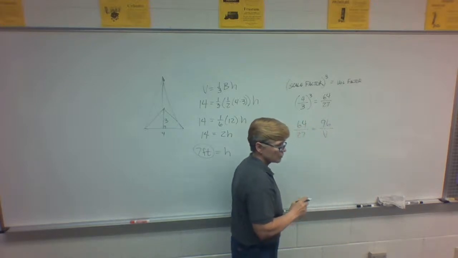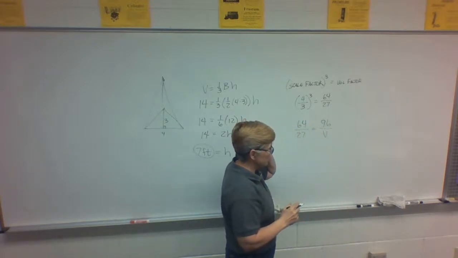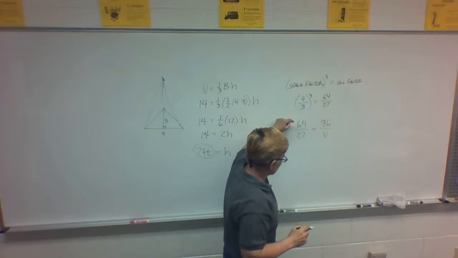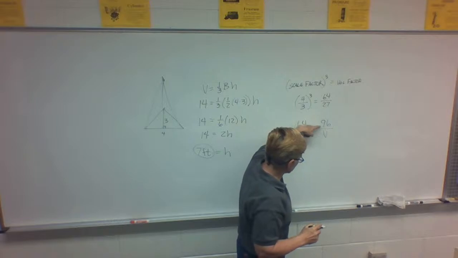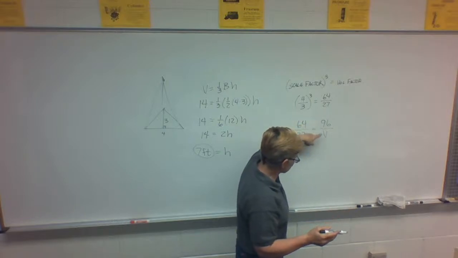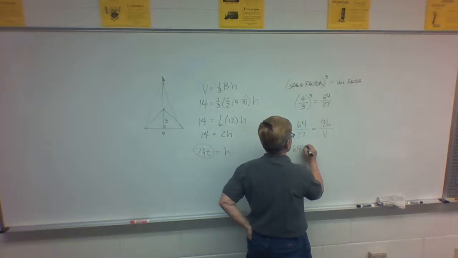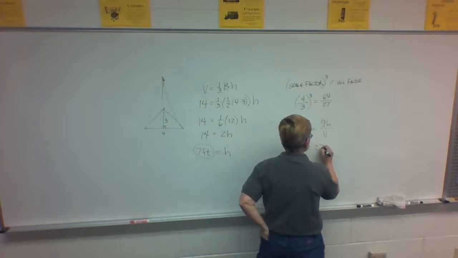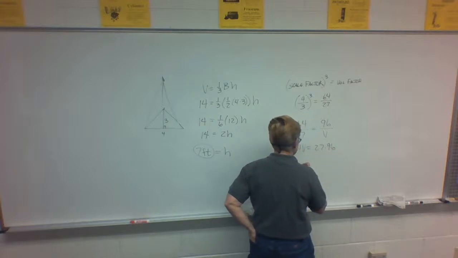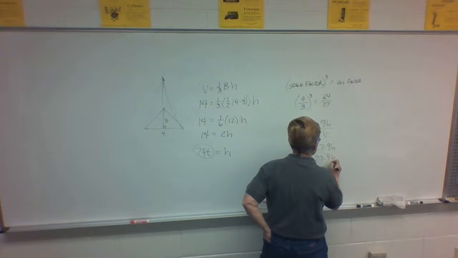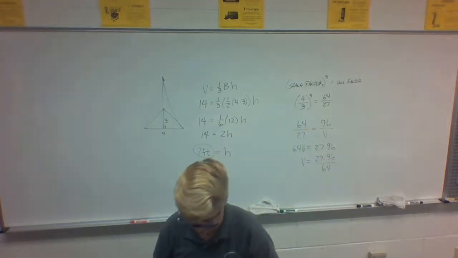Do you understand how I set this up? You gotta cube your scale factor to get this piece of the proportion because we're doing volumes. This was big to little, so this has to be big to little. So we took the big volume, which they gave us was 96, and that goes on the top. So in the cross multiplying, I get 64V equals 27 times 96. Don't know what that is, but I have to divide. Volume is going to end up being 27 times 96 divided by 64. Whatever that is, that's the volume of the little one.